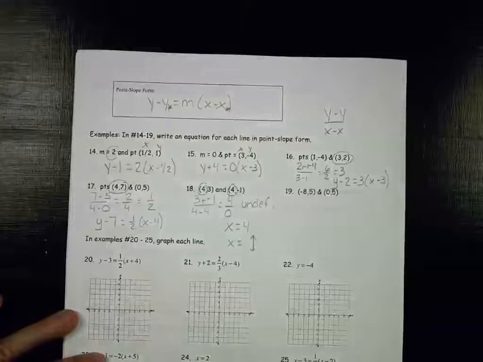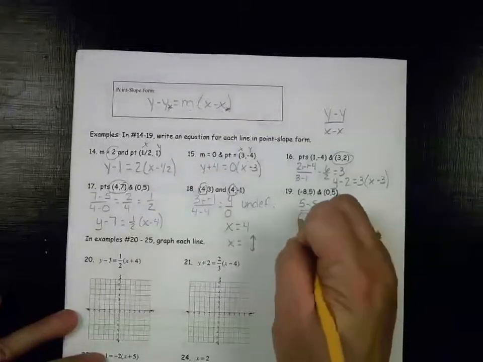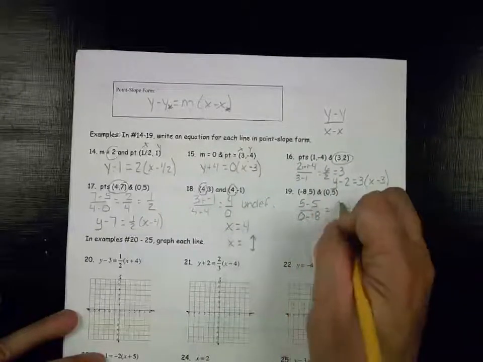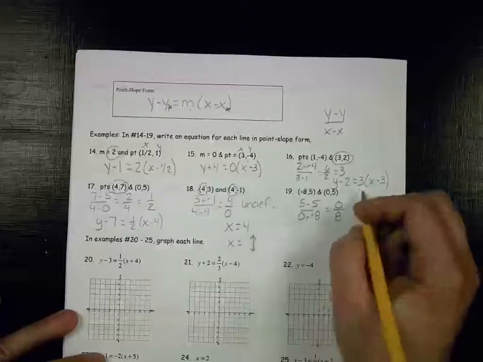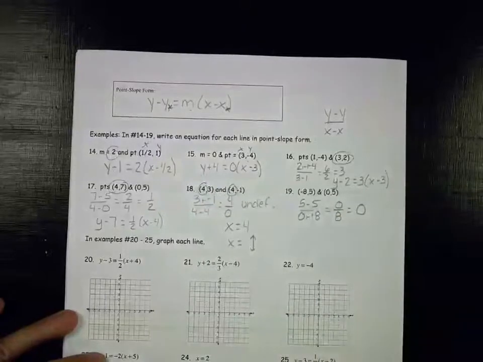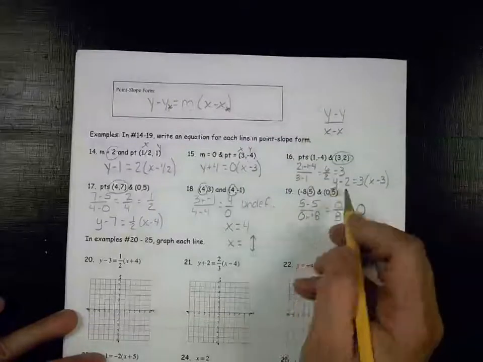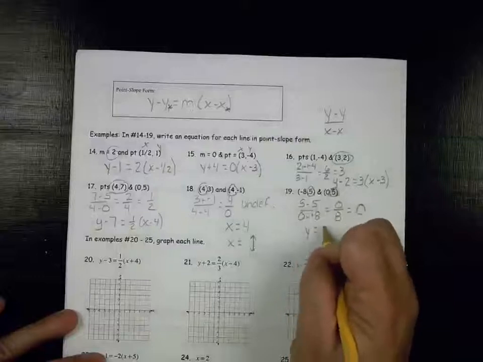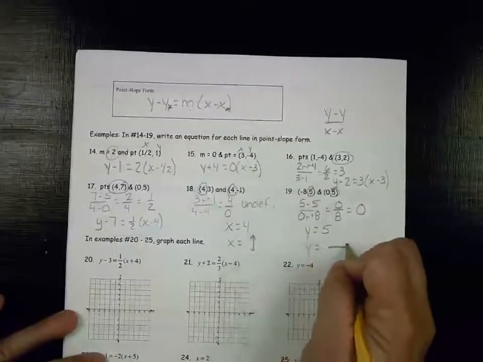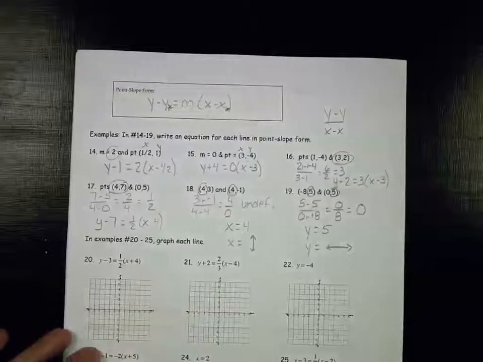Number 19, finding the slope. 5 minus 5 over 0 minus negative 8 becomes 0 over 8. So your slope is 0. And in this one, you'll notice the y's are both 5. So y equals 5. And anytime you have y equals, it's a horizontal line.